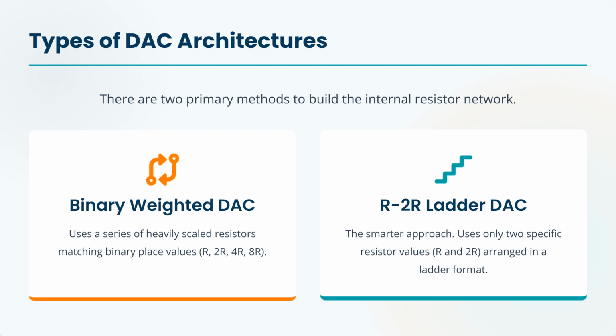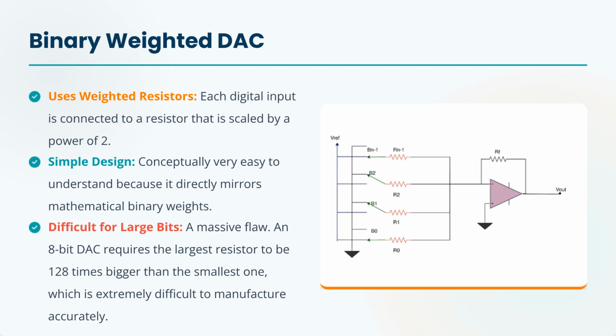There are two primary methods to build the DAC's internal resistor network. These are the binary weighted DAC and the R2R ladder DAC. The binary weighted DAC uses weighted resistors scaled by powers of 2. While the concept is simple, it is difficult for large bit counts. An 8-bit DAC requires a 128:1 resistor ratio, which is extremely hard to manufacture accurately.